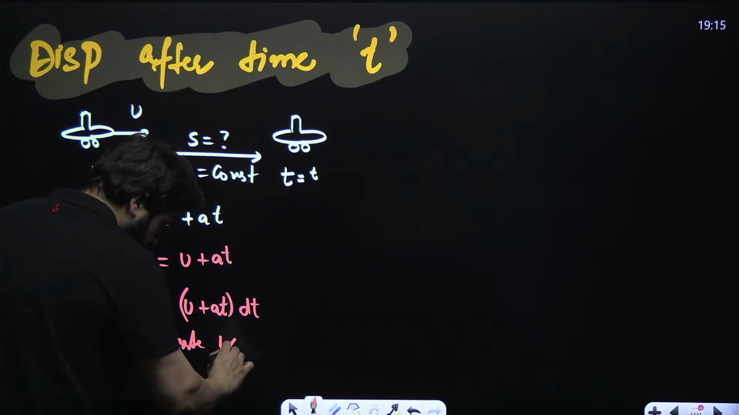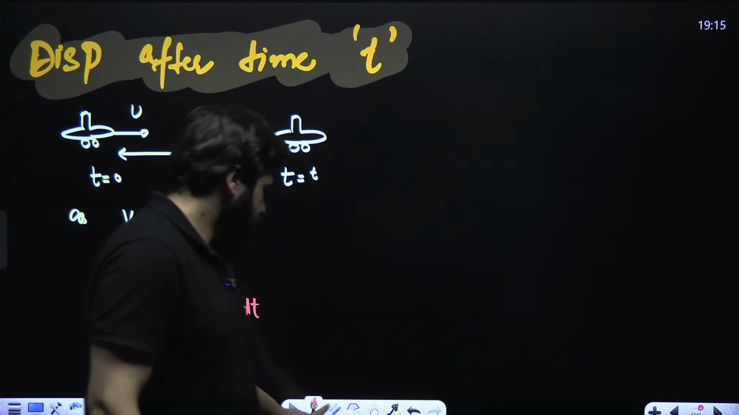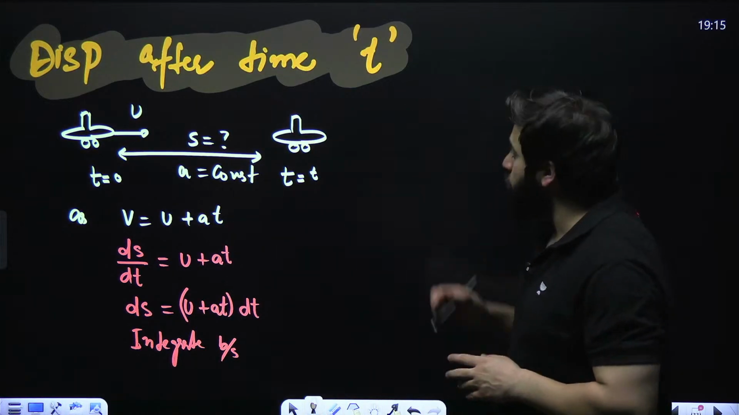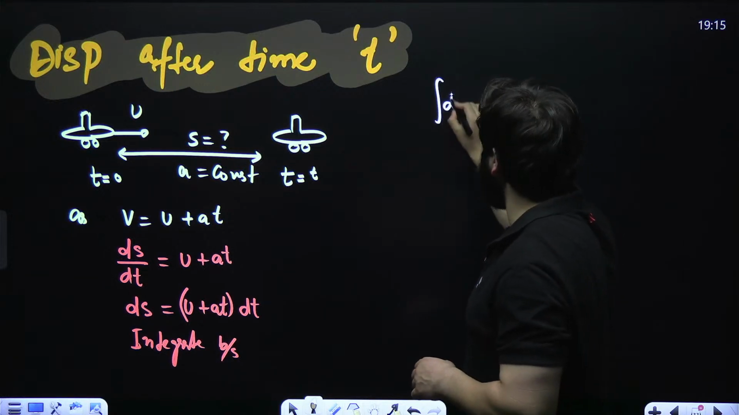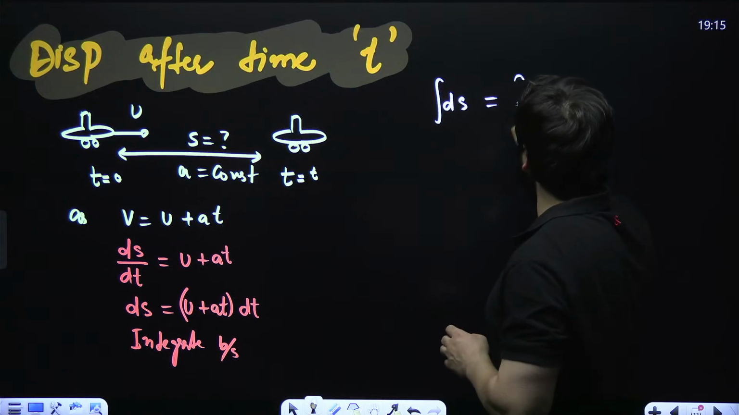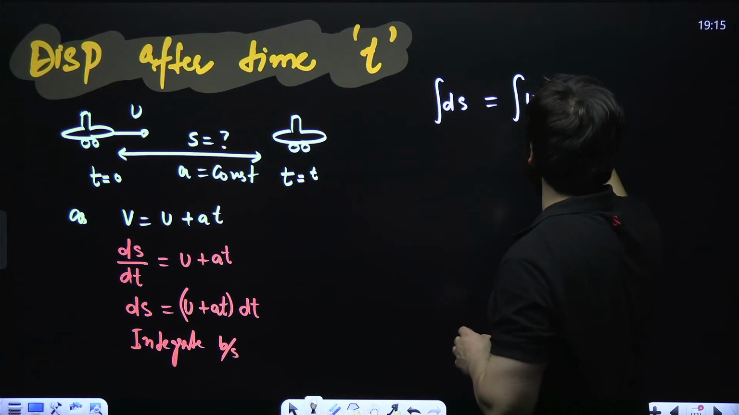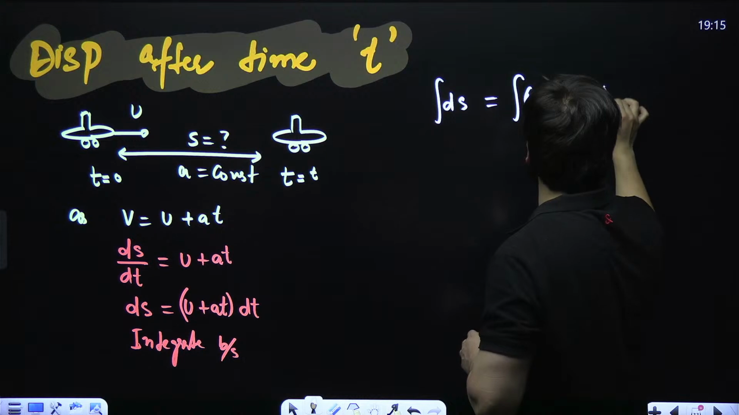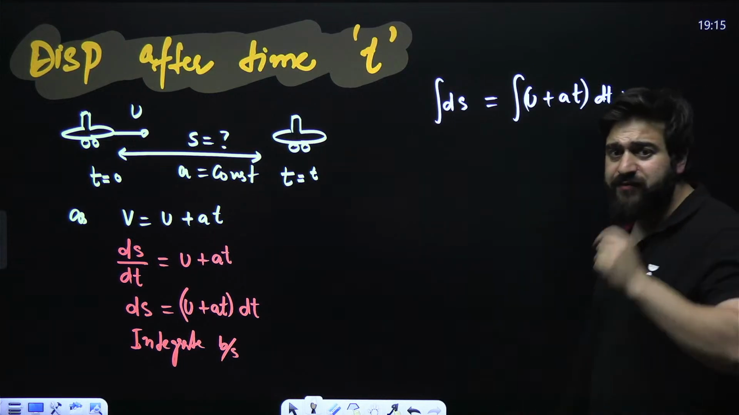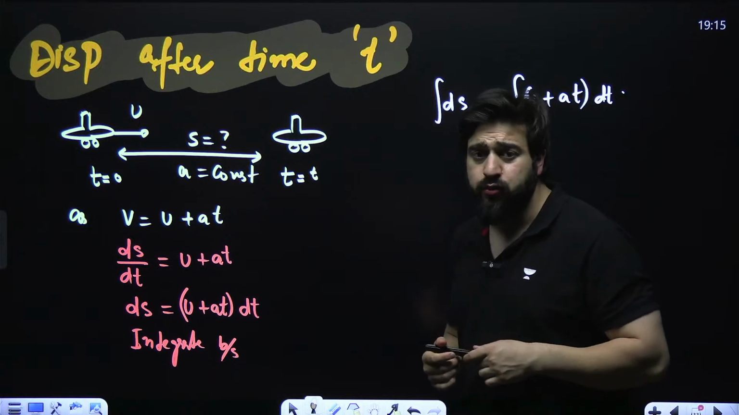Integrate both the sides. If you do the integration on both the sides, what will you write? Integration of ds is equal to integration of (u plus a into t) dt. Now guys, you have to basically use the limits.